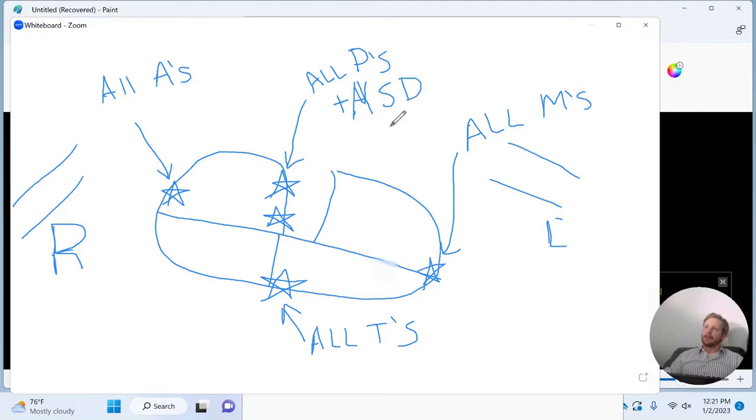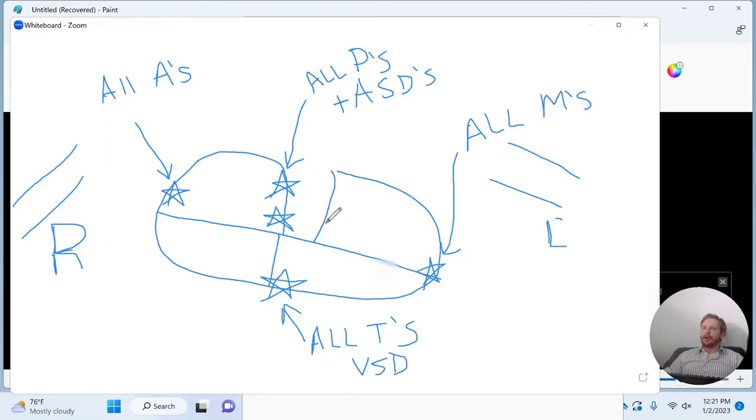Atrial septal defects. It's good that I make mistakes so you can see me write it 3 million times. ASDs, and then at the tricuspid area, you're going to have all VSDs, right? So the ventricle is kind of at the bottom, and the atrium is kind of at the top.